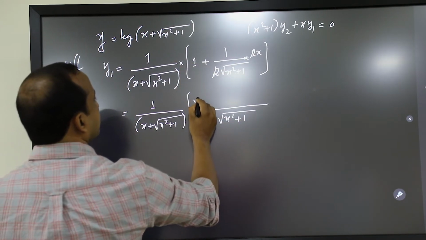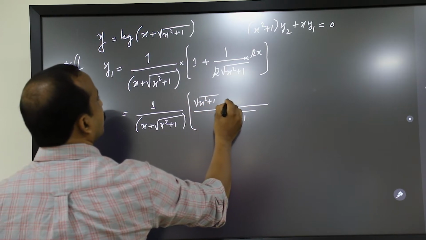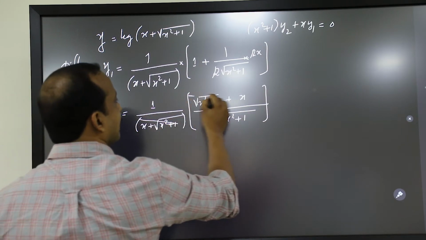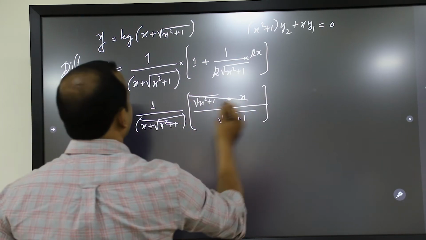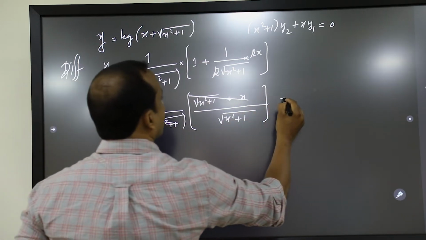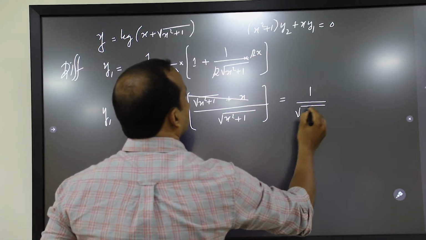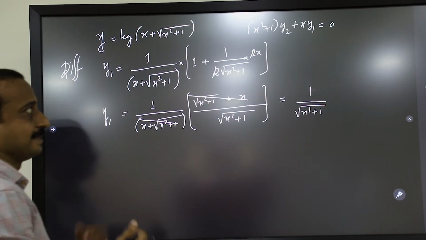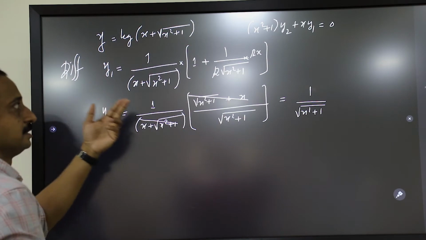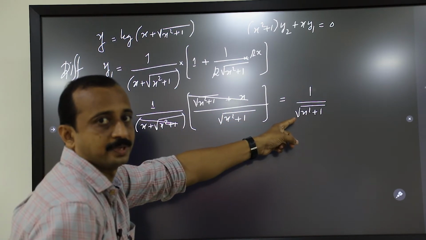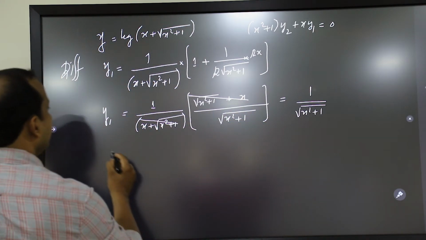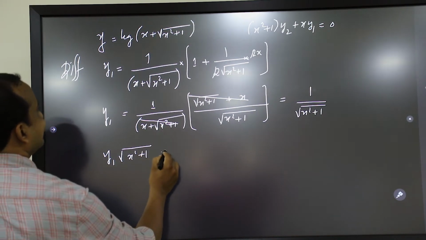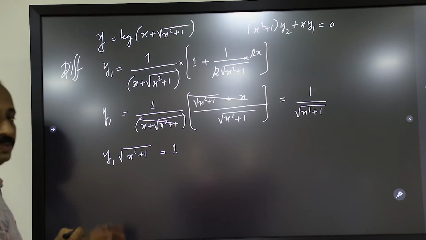On cross multiplying we get root of x² plus 1 plus x. Here the numerator and denominator are the same, so they cancel, and therefore y1 is equal to 1 divided by the square root of x² plus 1. Now we find the second derivative. Before finding the second derivative, first we cross multiply the denominator. That means y1 into square root of x² plus 1 is equal to 1. It's a very easy method.